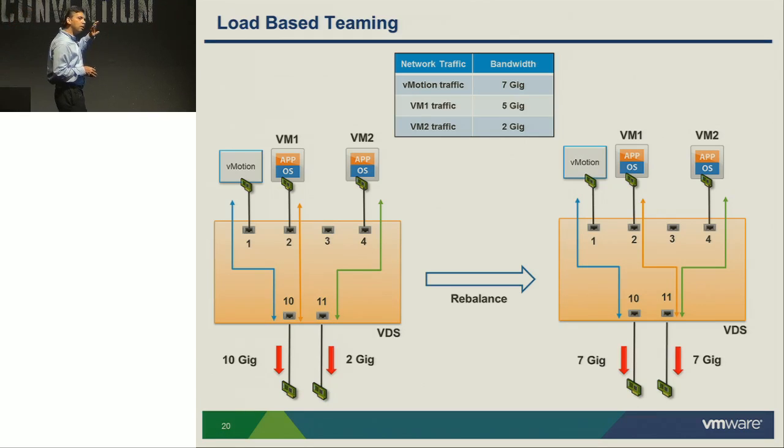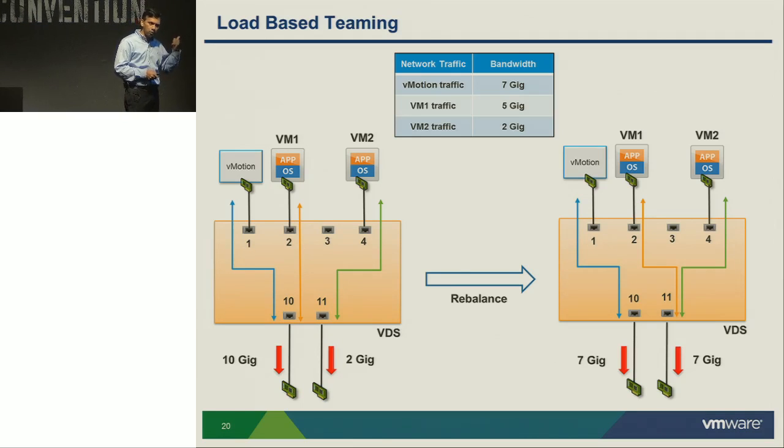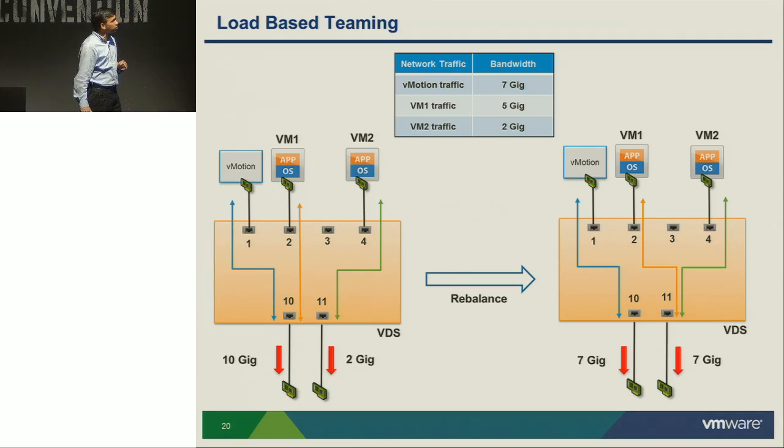We recommend using this only for virtual machine traffic or vMotion traffic. I will talk about why you cannot use this for iSCSI traffic, because iSCSI has port binding and all that. But definitely when you're thinking about virtual machine and vMotion traffic, you can think about load-based teaming as an option.